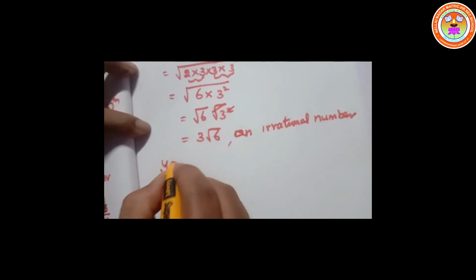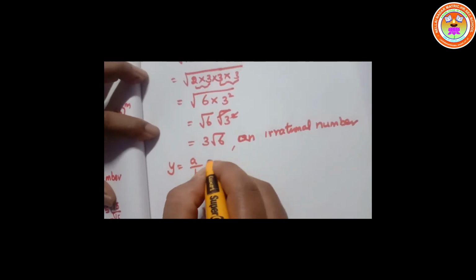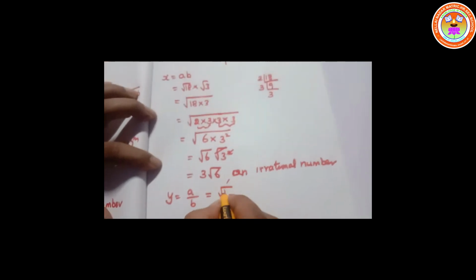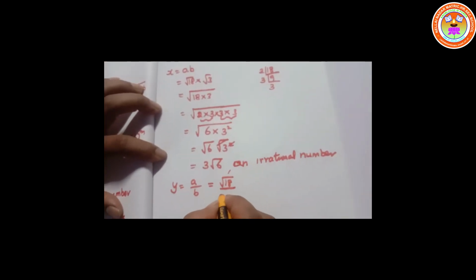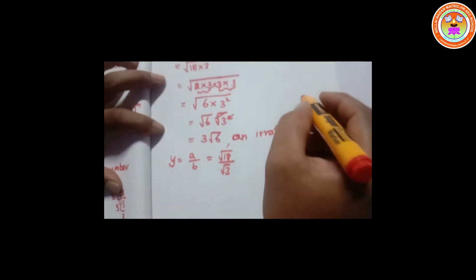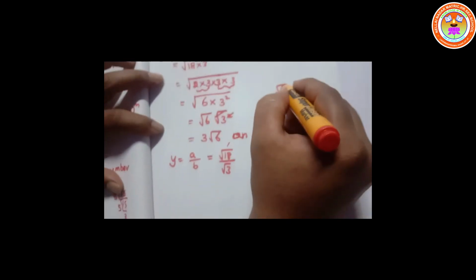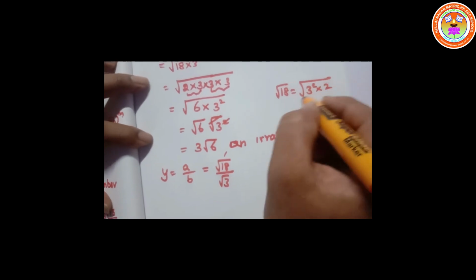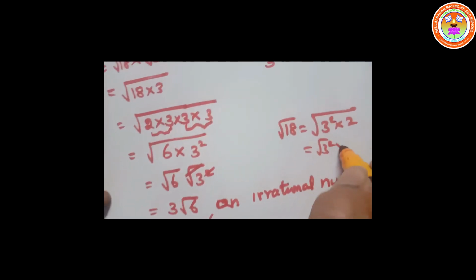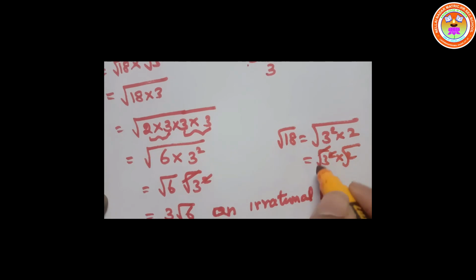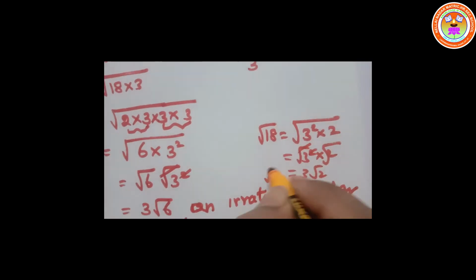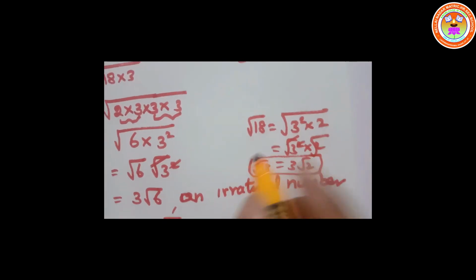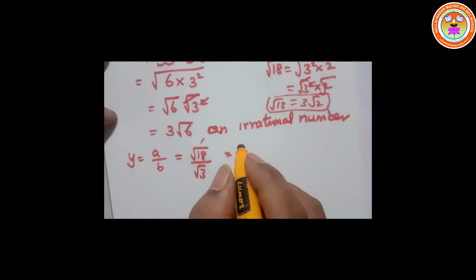And you have to find y. Y is what? A divided by b. A is what, children? Root of 18. B is what? Root 3. And root 18 can be written as, here already given, 3 squared into 2. That is root of 3 squared into 2. Square root cancels. 3 root 2 I can write. So root 18 can be written as 3 root 2.